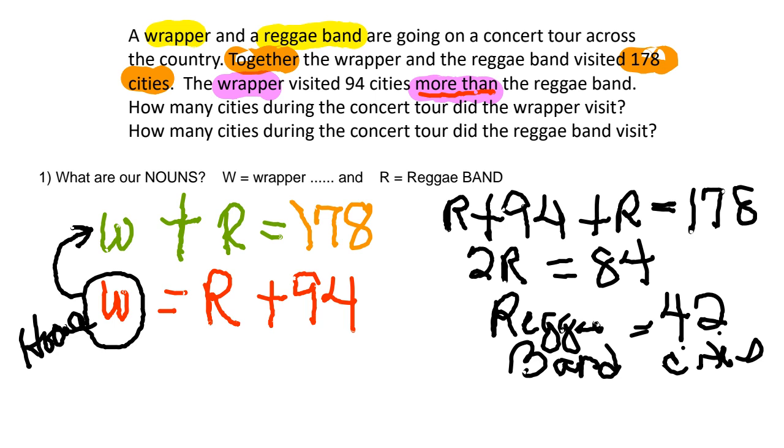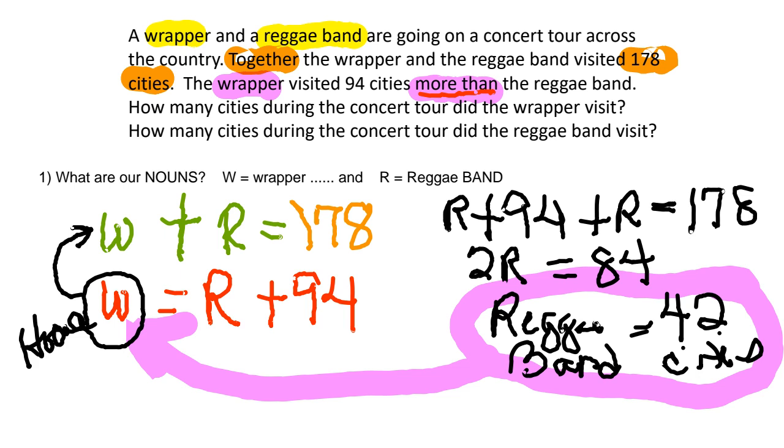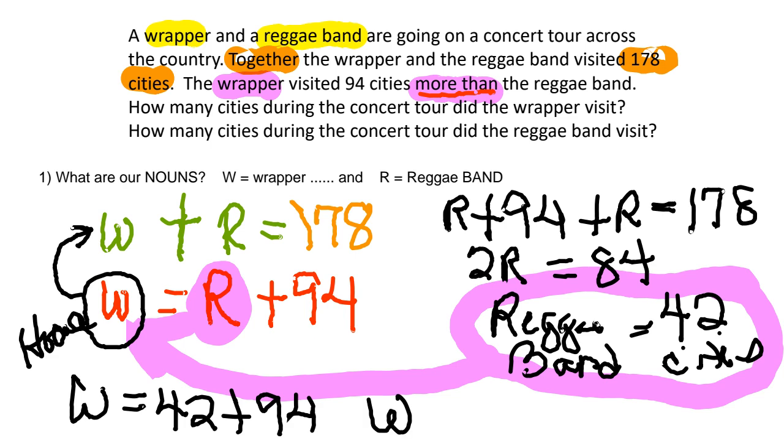But don't forget, this means I return home. And where this R is, I am putting the 42. So W is equal to 42 plus 94, or the rapper toured, in this case, 136 cities.